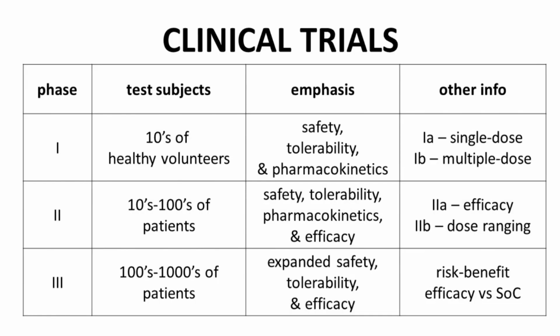Clinical trials required to achieve drug approval are broadly organized into three phases: Phase 1, Phase 2, and Phase 3. Each phase has its own specific activities. Let's walk through each of these phases and see what happens during them. In Phase 1, the compound is studied in tens of healthy volunteers.